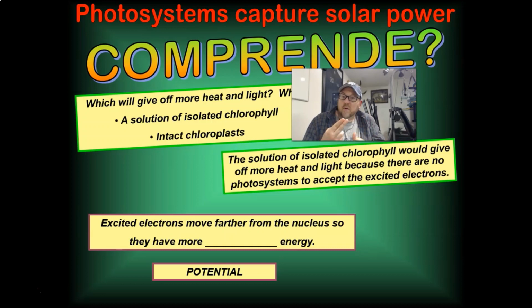Now that we're done with the photo part, let's do the synthesis part. Synthesis is to make, right? So let's make a sugar. How do we do this? Carbon dioxide comes in from the atmosphere, and we blend in those high energy products of the light reactions, ATP and NADPH, and bam, we get our G3P, and eventually our glucose, our sugar. Pretty cool stuff.